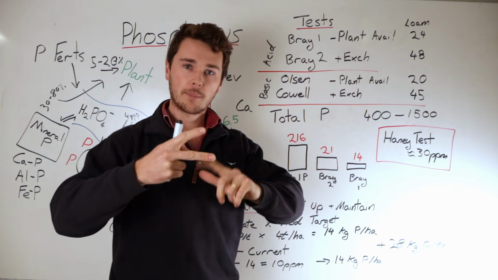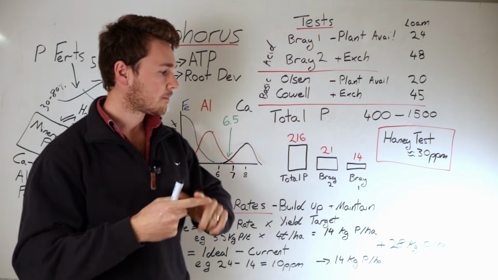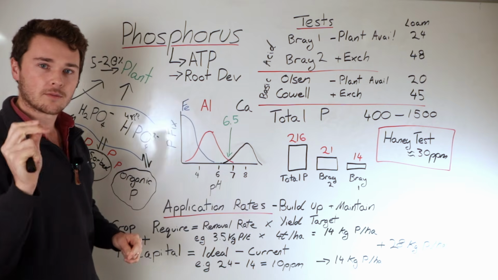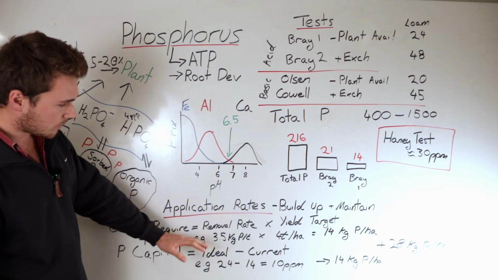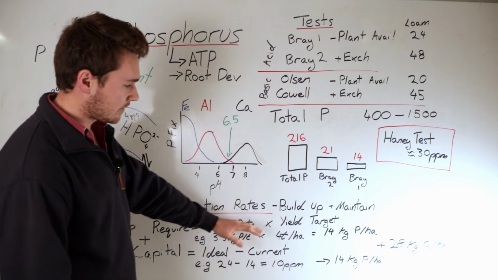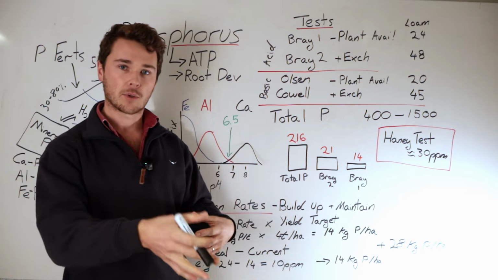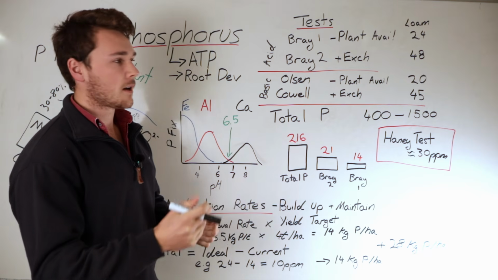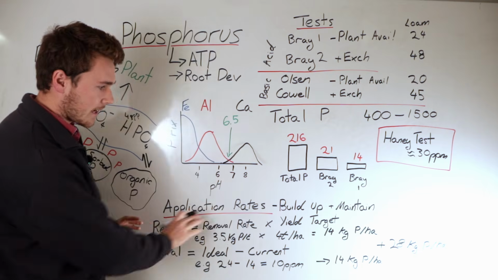But anyways, typically what we want to do, there's two calculations. There's our build up or our P capital, our phosphorus capital, and our maintenance rate. So our maintenance rate will be replacing what the crop removed. So our crop removal is equal to the removal rate times by our yield target. So typically we'll work all this out before putting on our starter fertilizer or before the season and go, how much phosphorus are we going to apply this season? So we're going to estimate our yield target.